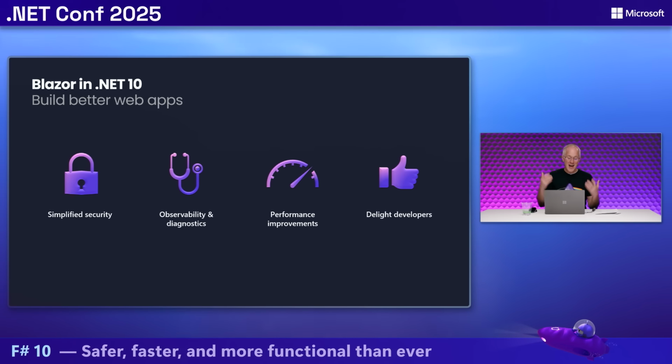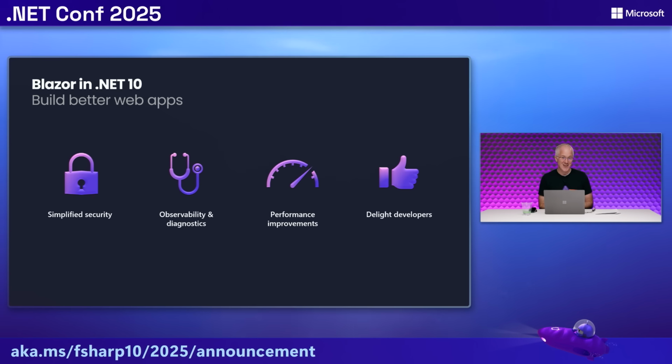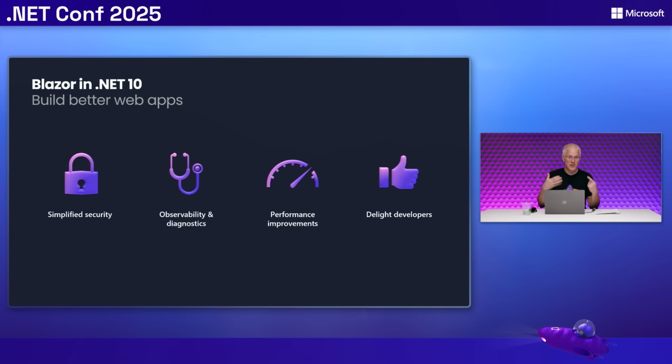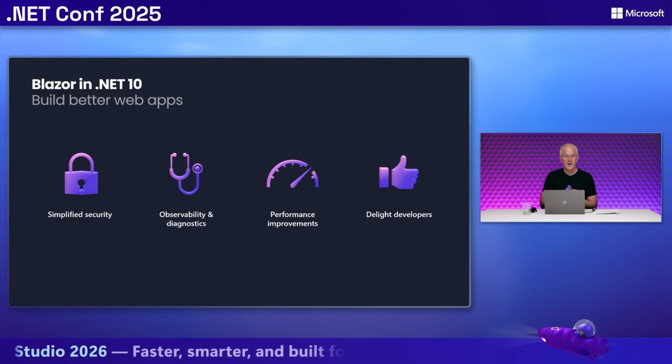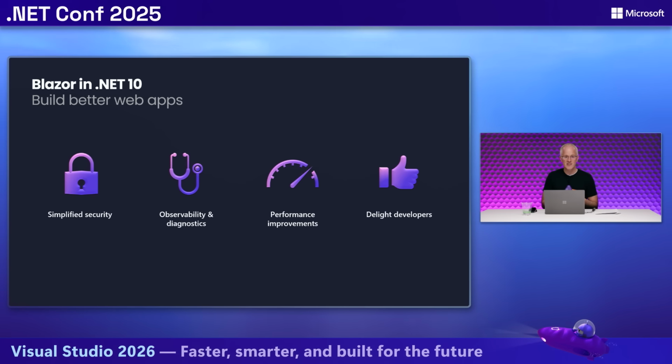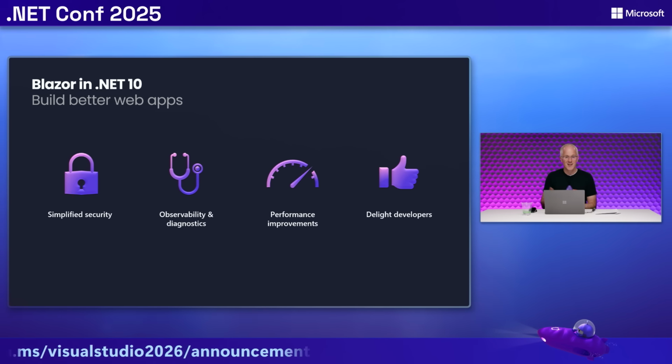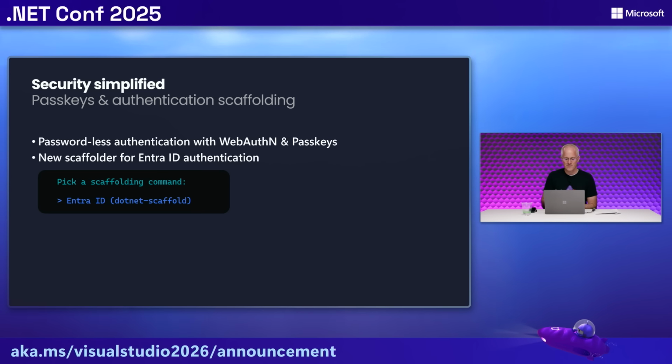Blazor is now even better in .NET 10, the latest release of the .NET platform. We're so excited for you to try out this new release. In .NET 10, we focused on 4 key areas for ASP.NET Core and Blazor. Simplified security, making it easier for you to build secure apps. Better observability and diagnostics. Improved performance. And delighting developers by addressing those top pain points and feature gaps. Let's take a look at each of these areas.